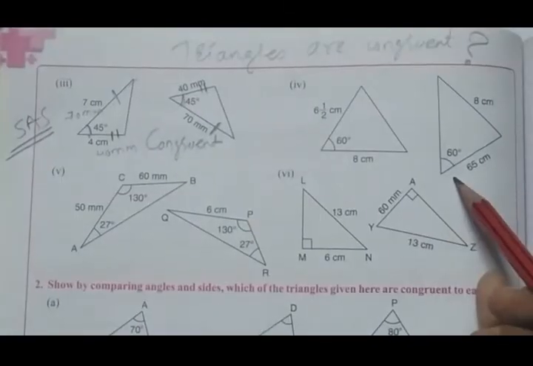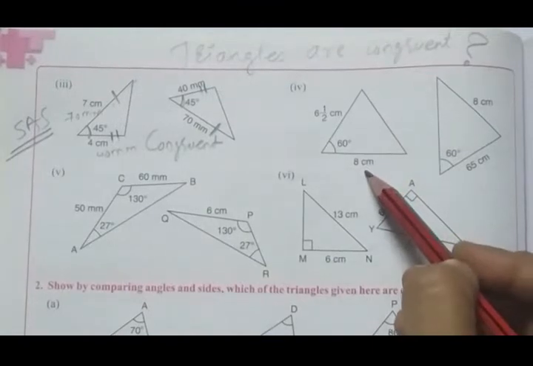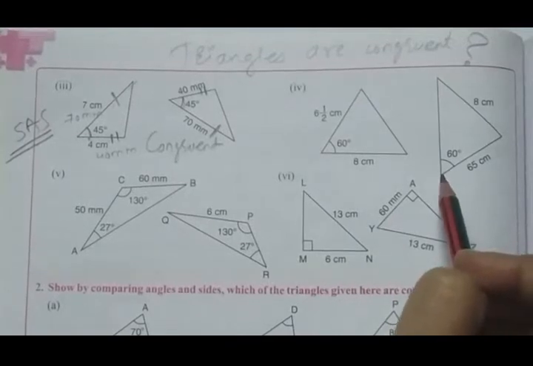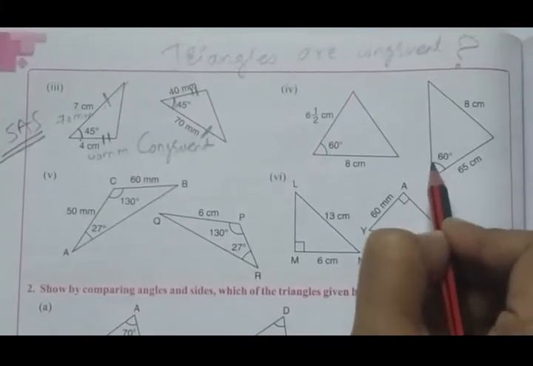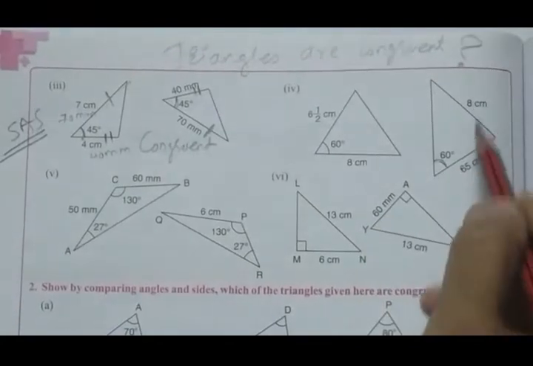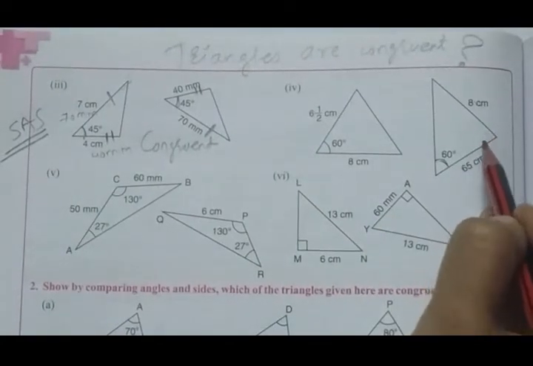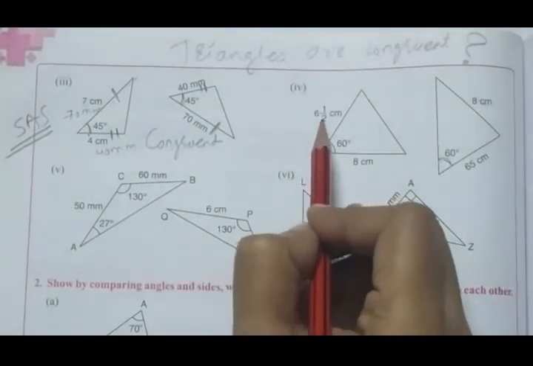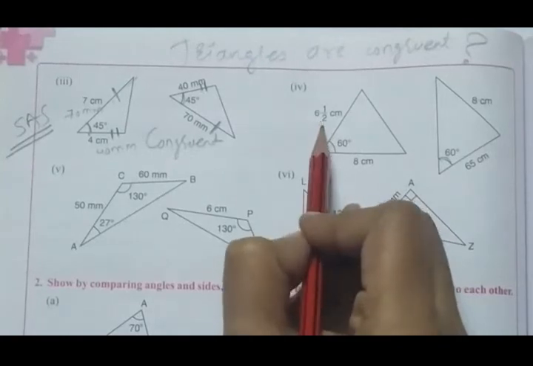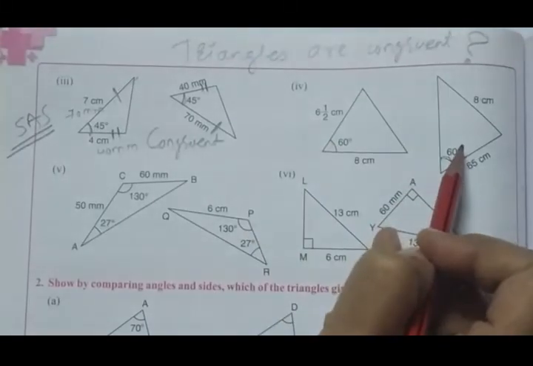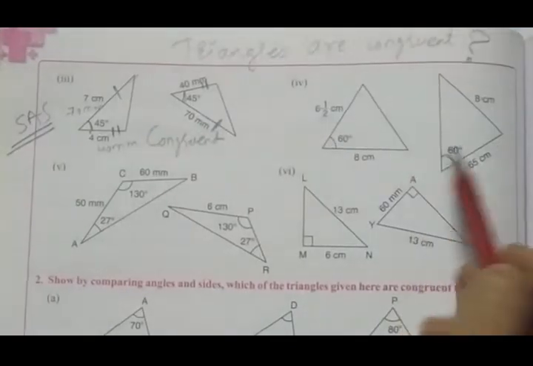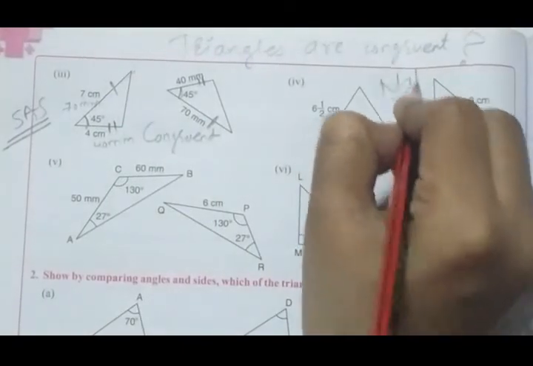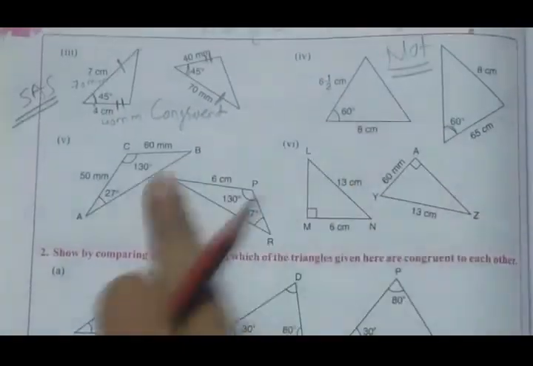Now we can see this one. Here it is 8 centimeter given, here also 8 centimeters, 60 degree, 60 degree. But you can see the angle is not included between them. These two sides are there and here is not the included angle. Included angle is here. And you can see this side is 13 by 2, that is 6.5 centimeter. Children, notice here angle is not included, but here the angle is included. So they are not congruent.